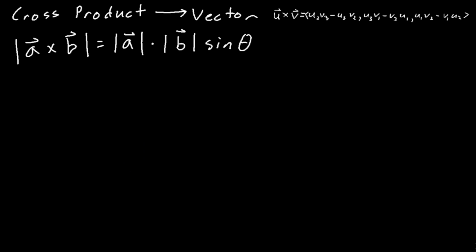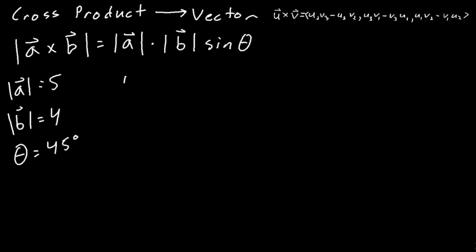This is most likely just a plug. I'll show you how to plug it in and you'll get the magnitude of the cross product between these two vectors. So let's say your magnitude for A was equal to 5, magnitude for B was equal to 4, and the angle between them was 45. It'd basically just be 5 times 4 times the sine of 45, which is equal to 20 times the square root of 2 over 2, which is equal to 10 square root of 2.